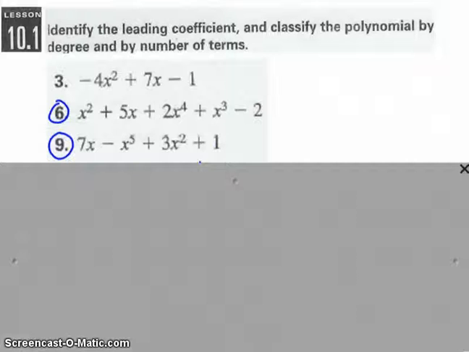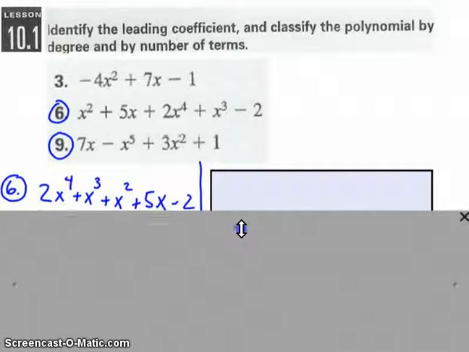All right. We move on, and after this slide here, I'm going to probably end the video and start a new one. But we're going to move on here to lesson 10.1. You're supposed to find the leading coefficient. You're supposed to classify the polynomial by its degree, and you're supposed to also tell how many terms it has. I'm going to do 6, and I'm going to do 9. Starting with number 6 here on the left.